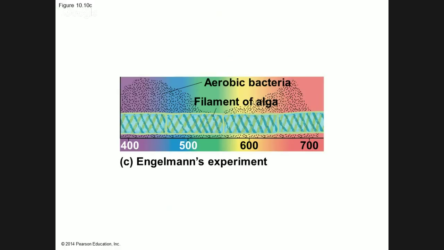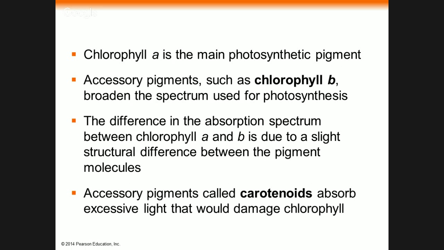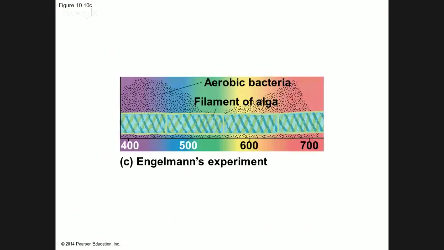Like I said, these types of experiments are things you might be given data on in the AP exam, and you have to interpret it. So this is this famous Engelmann experiment. That's how you spell his name. And so anyway, he basically concluded that the algae was producing oxygen that the bacteria needed in all the wavelengths of light except for green.